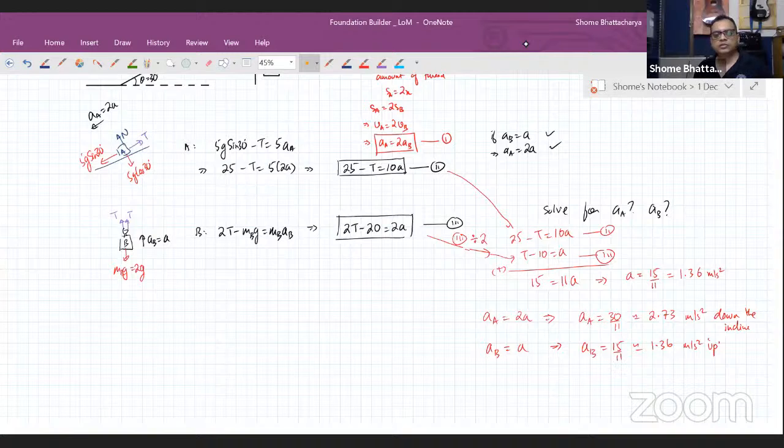So hope the equation solving part is clear to all of you. Kunj, have you checked your calculations? Okay.